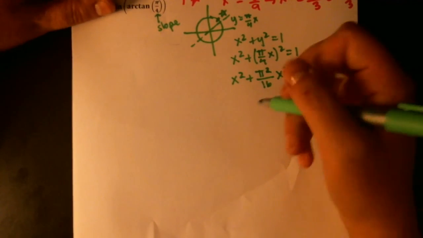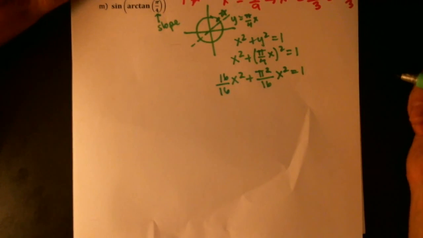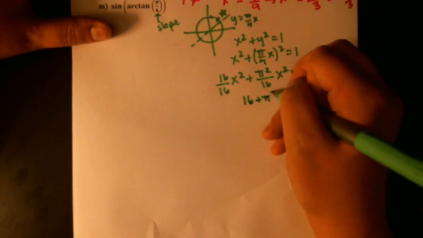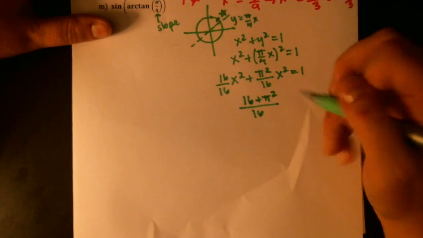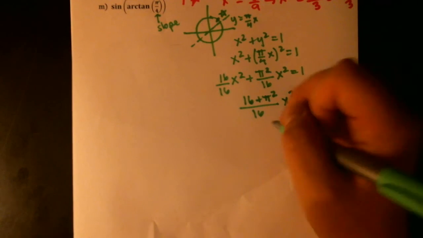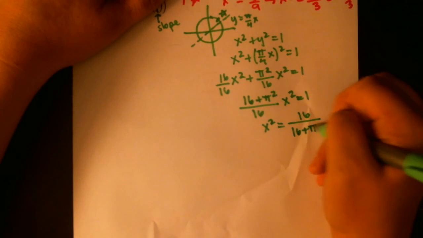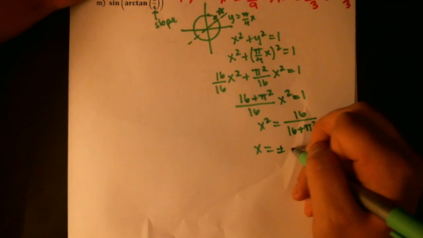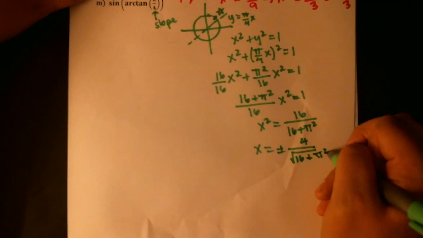It just looks a little scarier than usual. Sometimes people hate this part, so let's make that 1 into 16 over 16 so we have a common denominator. And what I get, I can't do a lot with it, but I can combine them. I can say, okay, well then I get 16 plus pi squared over 16 multiplied by my x squared, which means my x squared is equal to 16 over 16 plus pi squared, which means my x is plus or minus 4 over the square root of 16 plus pi squared.